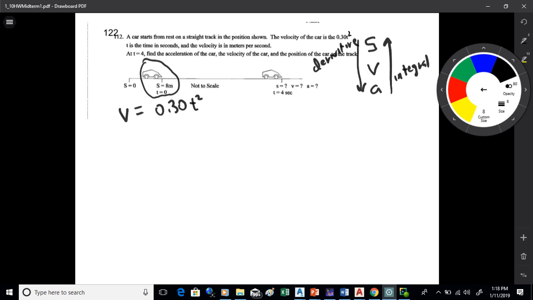So what you want to do then is start figuring this stuff out. You're looking at t equals 4. So when t equals 4, I think you can figure out that the velocity at 4, just by plugging 4 into that relationship, is 4.8 meters per second. Okay. Just plug 4 in. Easy enough, okay? So any questions on that bit? Okay.